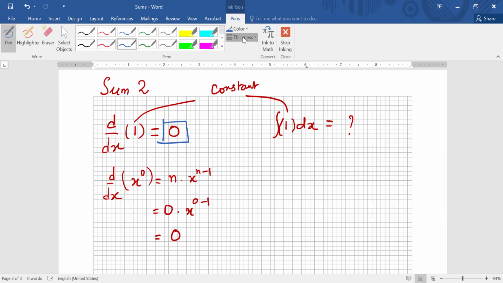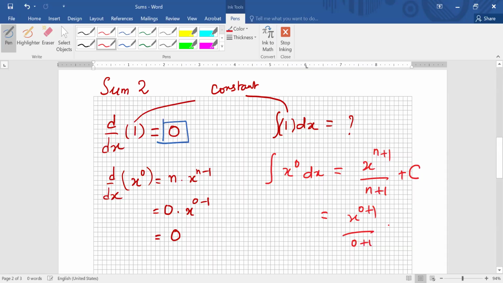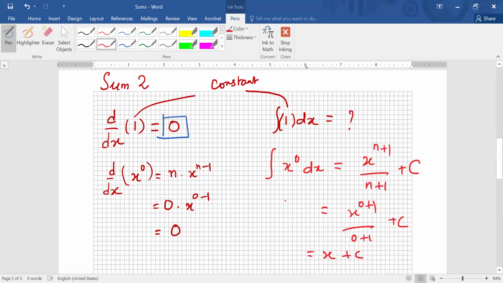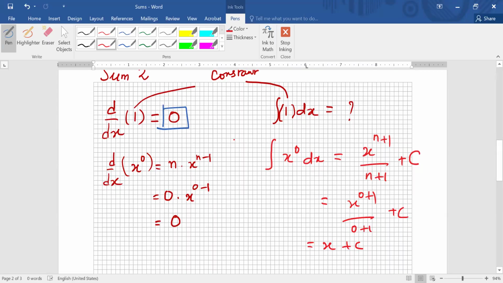Now if I go to the next part, that means the integration part, here I convert this 1 to be x power 0 dx. By our notation scheme, we write the answer as x power n plus 1 by n plus 1 plus the integration constant. So this comes to be x power 0 plus 1 by 0 plus 1 plus c. What is 0 plus 1? 1, and x power 1 is x. So the answer would be x plus c. So the differentiation of 1 is 0, but the integration of 1 is x.